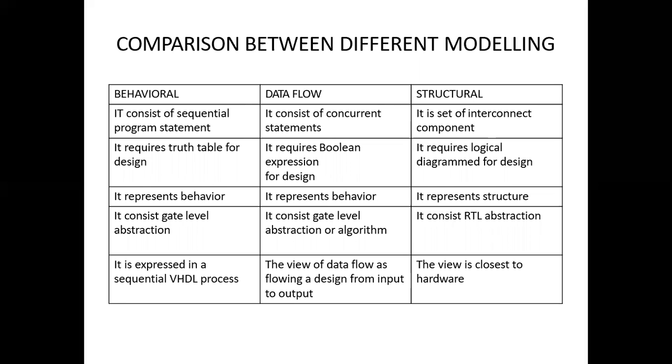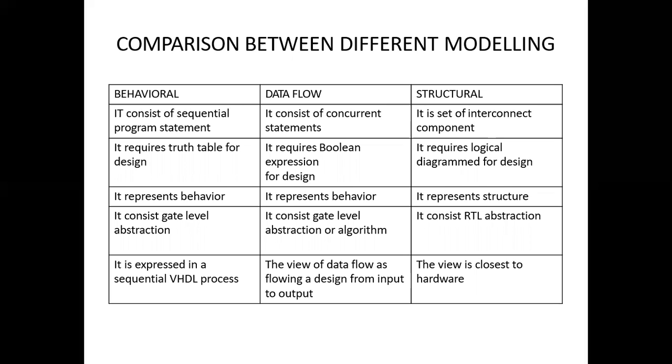Data flow modeling consists of concurrent statements. It requires Boolean expressions for design. It represents behavior. It consists of gate level abstraction or algorithm. The view of data flow is of data flowing through the design from input to output.